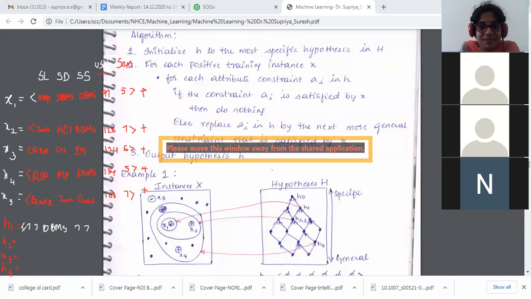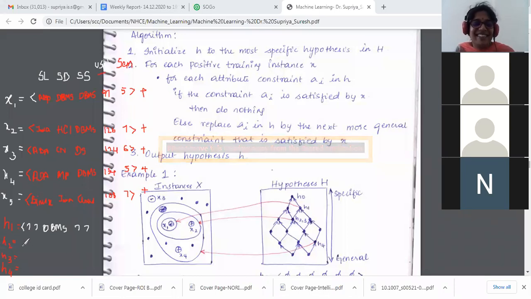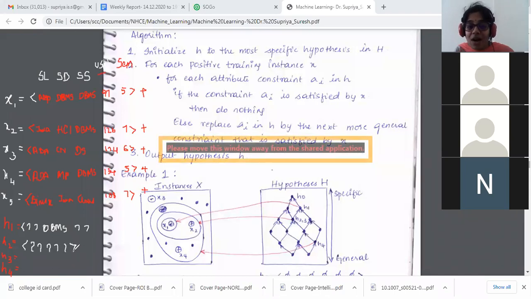Everything becomes a question mark because even the scoring subjects are different. Exactly, so I will get everything as a question mark here. That is basically one of the disadvantages of the Find-S algorithm. That's the reason I wanted you to give your answers.